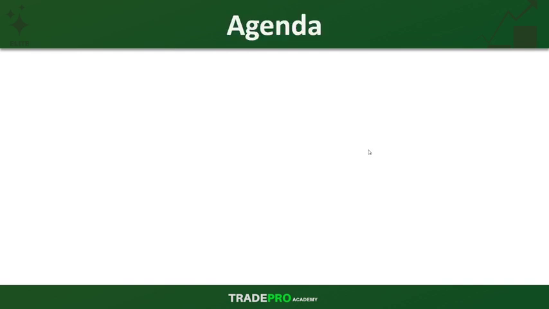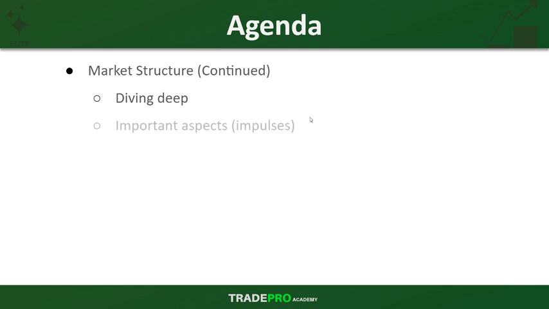So in today's class, what we're going to be talking about is market structure. We're going to continue market structure, as we gave you a little glimpse of the actual definition and everything last lesson. We're going to be going into a deep dive, and we are also going to be looking at the important aspects. So I'm going to explain what impulses are, which are very important in market structure, that a lot of people don't really know and aren't really aware of. But we're also going to jump into how to read any market based on just pure market structure. So that's going to be a very interesting aspect for a lot of people.